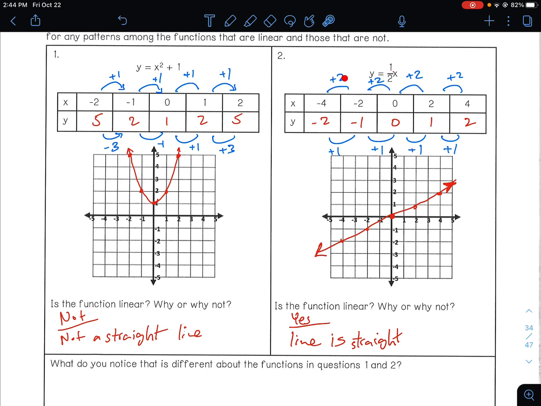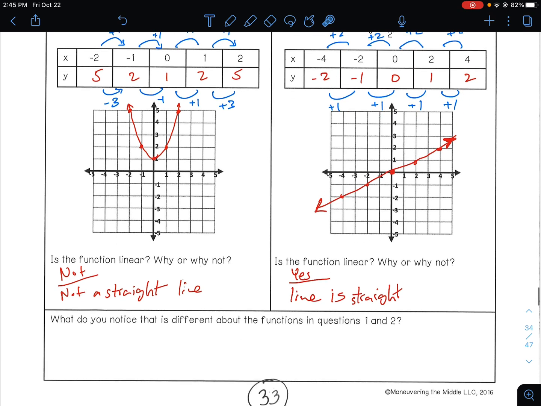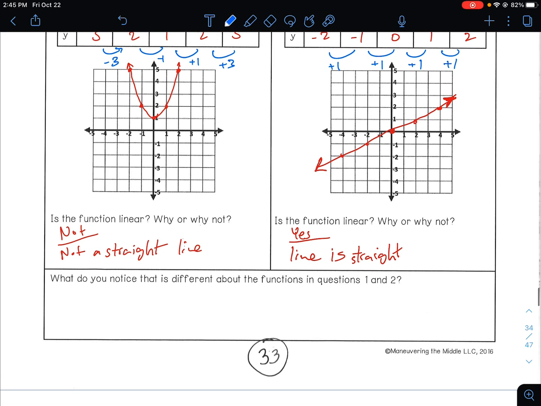Notice the rate of change. It's like 2 to 1, 2 to 1, 2 to 1, 2 to 1. Or actually, you do y over x, but 1 to 2, 1 to 2, 1 to 2, 1 to 2. Rate of change is constant. So you might want to write that down as well. Rate of change is constant. For this one, it's definitely not constant. Rate of change is constant in this one.